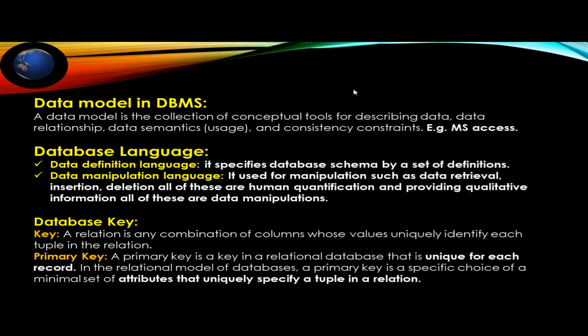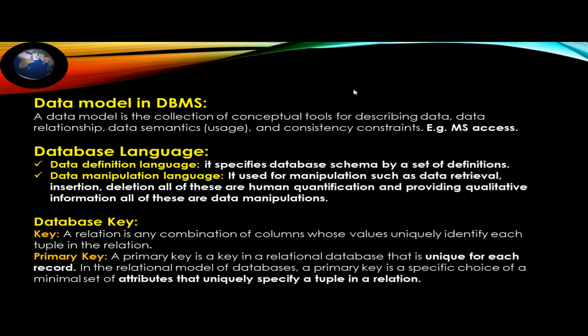The database keys: a key in a relation is any combination of columns whose value uniquely identifies each tuple in the relation. So keys relate from one side, as I told, like customer ID. Primary key is the main source. Number of IDs are there, but which is the main? Like in your home, you have a number of people, but who is the elder person on whose name things are allocated? So primary key is a key in a relational database.